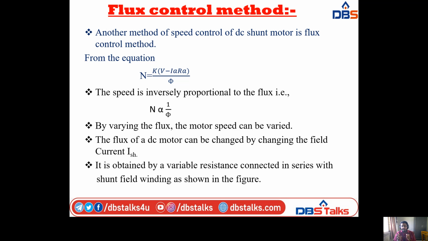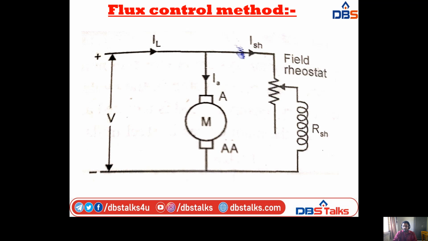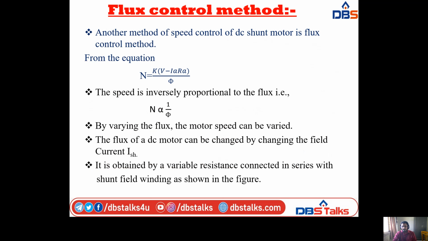So it is obtained by a variable resistance connected in series with the shunt field winding. Here the shunt field winding is connected in series with the field rheostat. So by using this field rheostat, the flux of the DC motor can be changed by changing the field current, as shown in the figure.